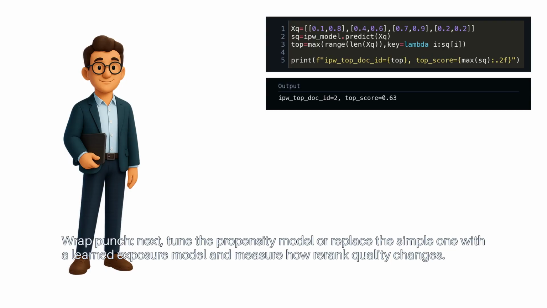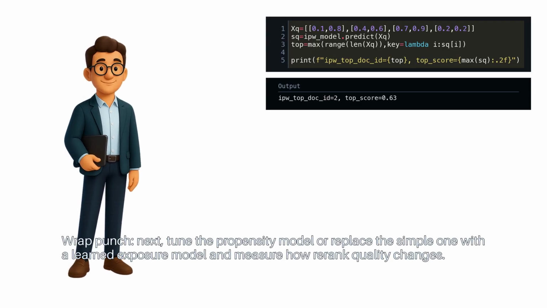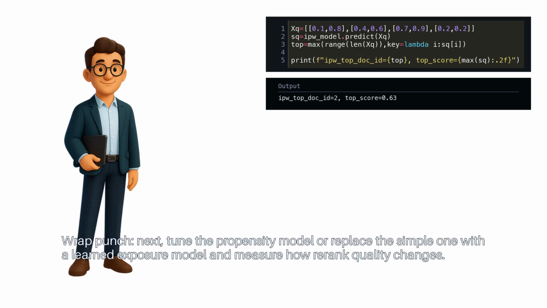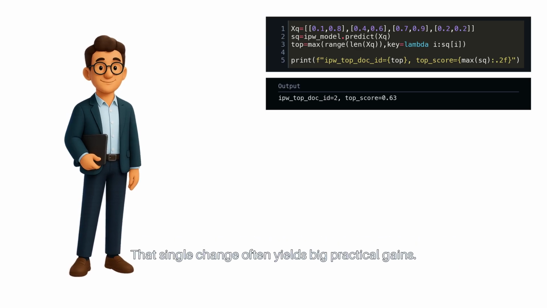Next, tune the propensity model or replace the simple one with a learned exposure model and measure how re-rank quality changes. That single change often yields big practical gains.